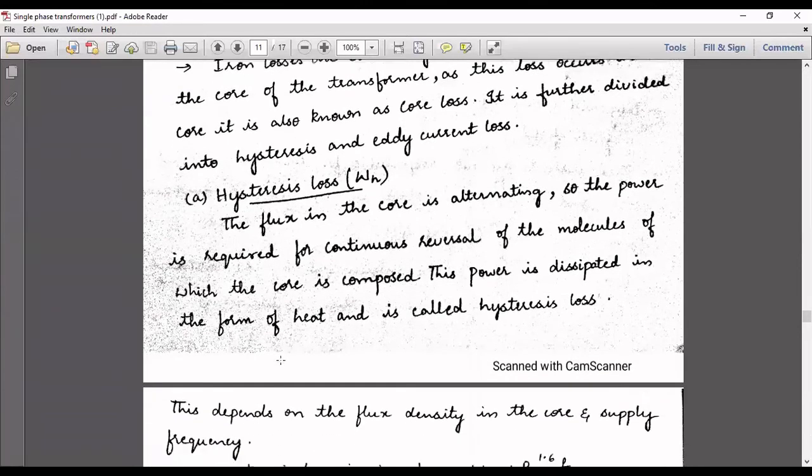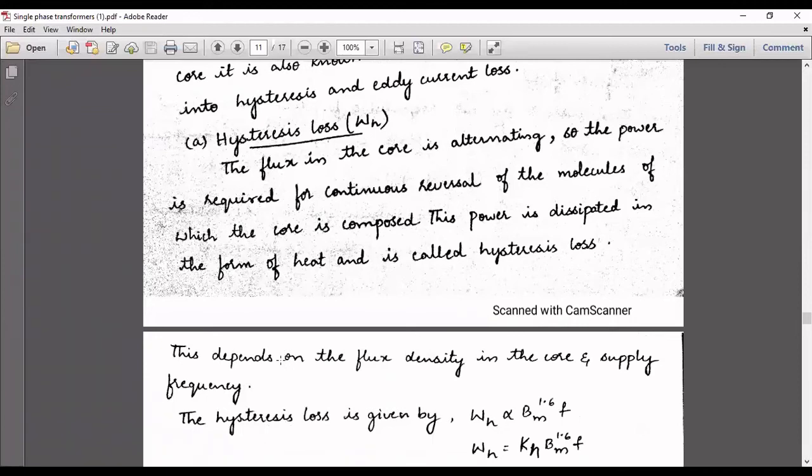Talking about hysteresis losses, it is denoted by WH, W suffix H. The flux in the core is alternating. The power required for the continuous reversal of the molecules of which the core is composed is dissipated in the form of heat, and it is called hysteresis loss. As the flux flowing in the core is alternating, the molecules present in the core have to be reversed. To get them into the reverse orientation, some amount of power is consumed. This power is not useful, it is dissipated in the form of heat, and is known as the hysteresis loss.